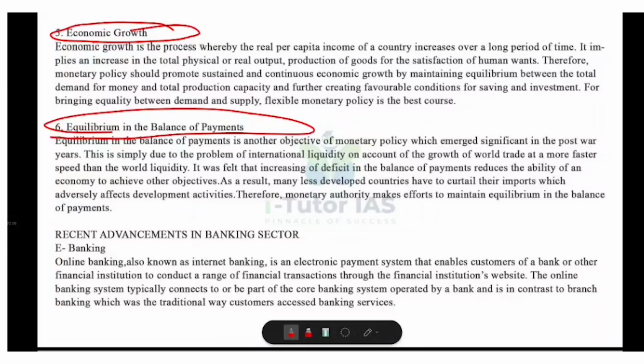Now the last objective, that is equilibrium in balance of payment, often called BOP equilibrium. After World War II, that is 1939 to 1945, world trade started growing very rapidly.